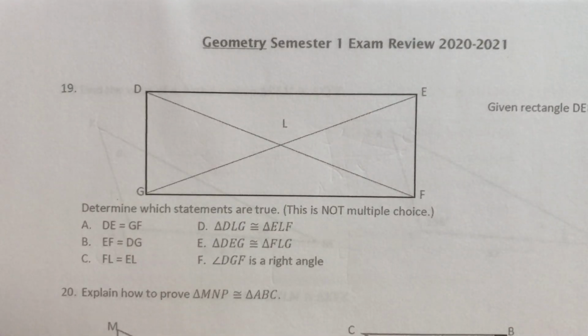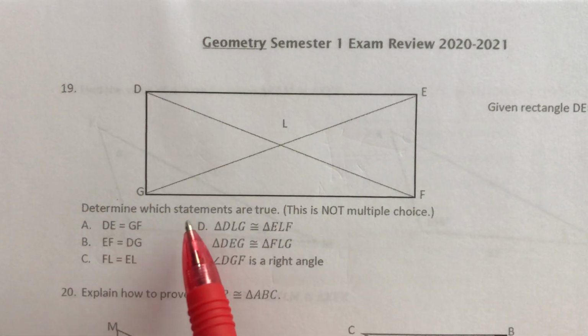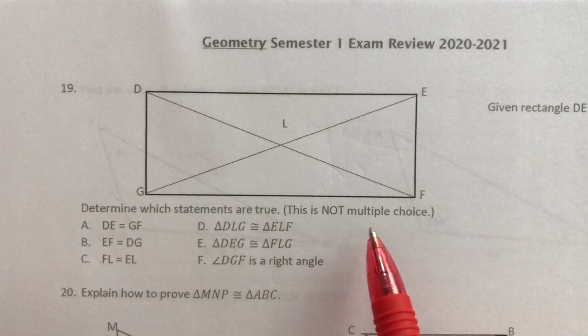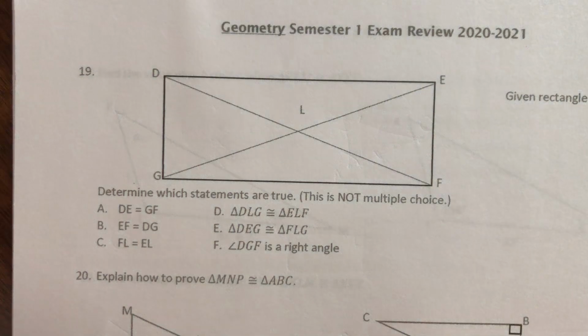All right, this is your geometry semester exam, page 5. For number 19, it says determine which statements are true. It's not multiple choice, so we're answering each question. For A, DE is congruent to GF.